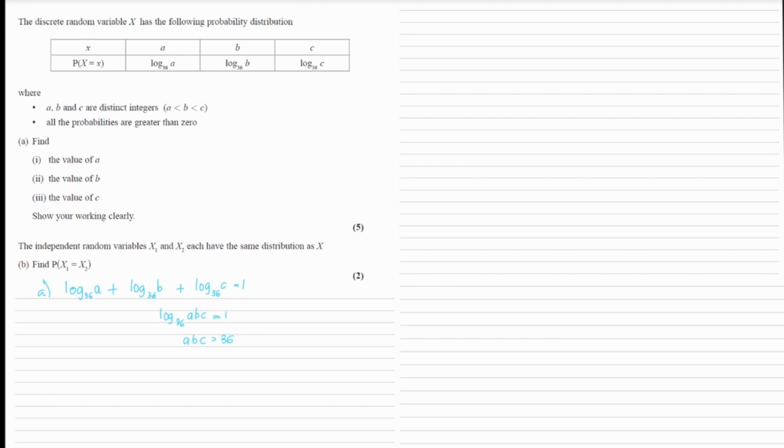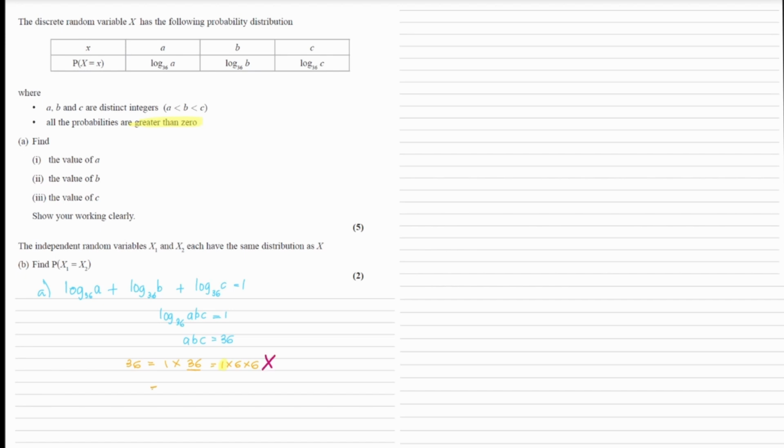This means that we now have to use our factorization to look for what A, B, and C might be. So using our factors of 36, we have 1 times 36, where we can further factor 36 as 6 and 6. However, we know this can't be the value of A because we're told in the question that the probabilities are greater than 0. If we had log of 1, then that means one of the probabilities would have to be 0. So we know that that cannot work.